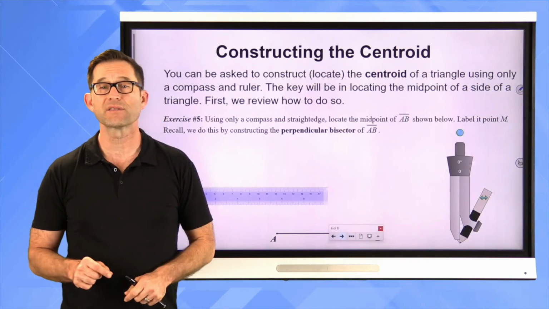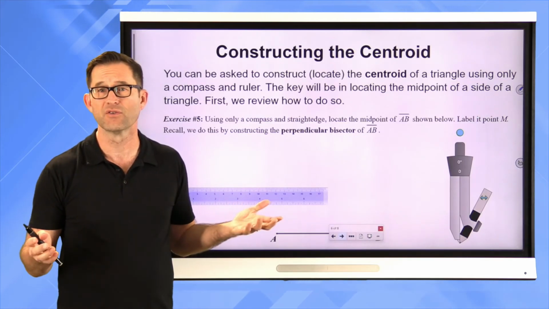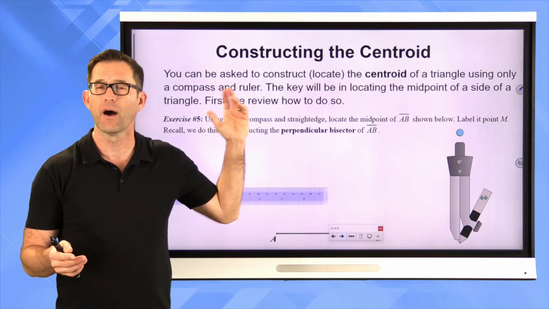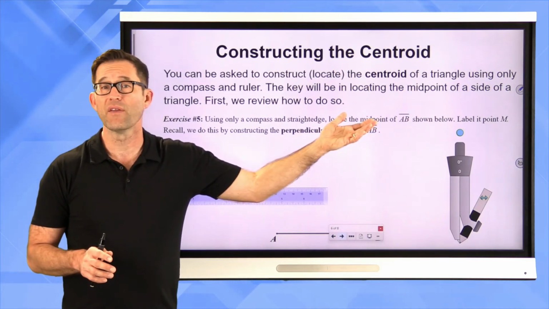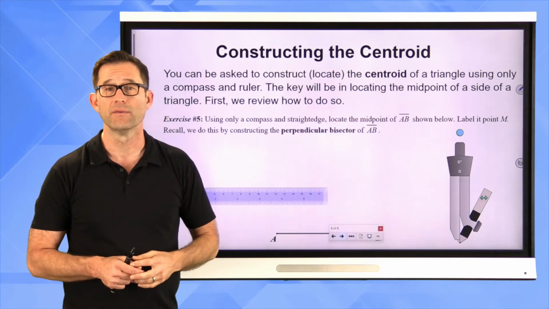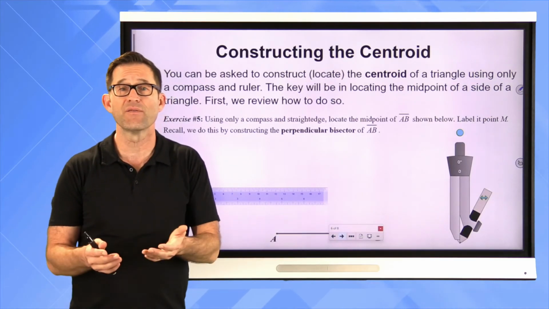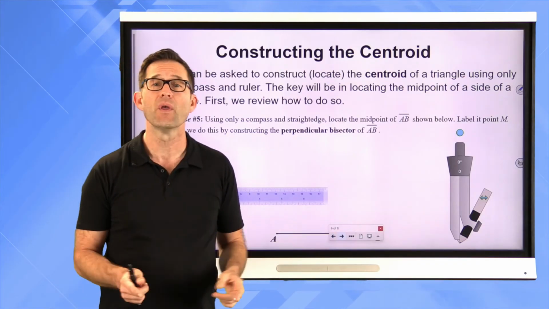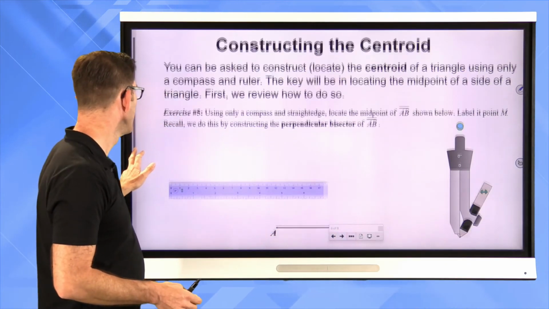So you can be asked, using a straight edge, to construct or to find the centroid. Compass and a ruler, compass and a straight edge, etc. The key is going to be to locate the midpoints of the sides of a triangle. That's the only hard part, which is just finding those midpoints. So first, let's just review how to find the midpoint of a line segment.